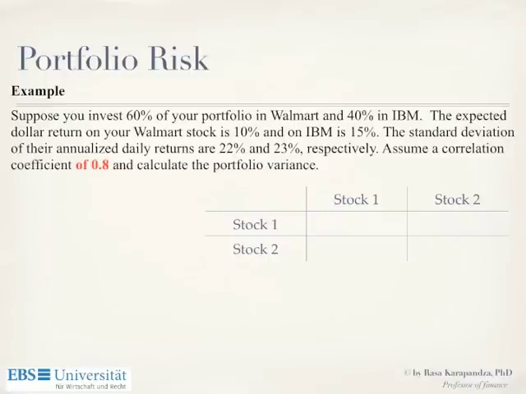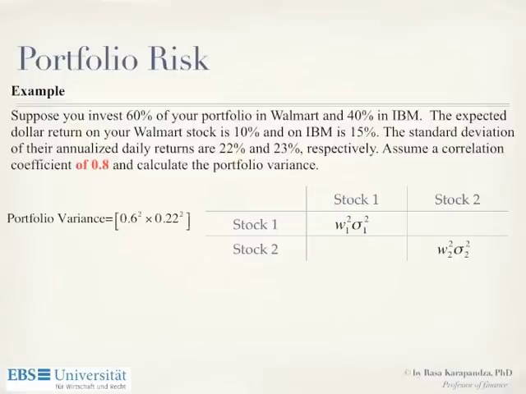Let's observe what happens. So I told you, first calculate this element. Proportion invested into company 1 to the square times the standard deviation to the square of company 1. So this is, you invest 0.6 into Walmart, so this is 60% into Walmart to the square, times, what is the standard deviation? It is 22%, so 0.22 to the square. This is the first element of this table. The second element of this table is this thing over here.